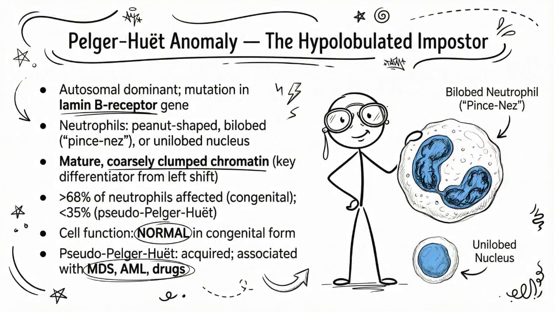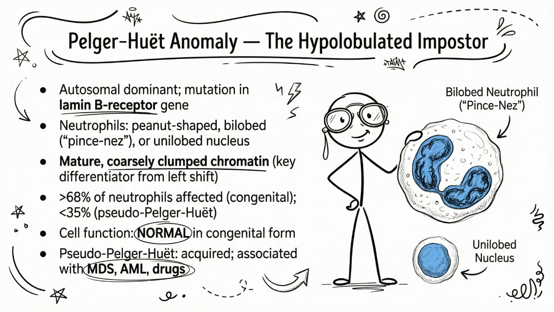Pelger-Hewitt anomaly is the most clinically important of the inherited anomalies because it is so frequently mistaken for a left shift. The mutation is in the lamin B receptor gene, which affects nuclear shape changes during maturation. The result is neutrophils with hypolobulated nuclei. They look like myelocytes or metamyelocytes, but with mature, coarsely clumped chromatin. The classic form is the bilobed pince-nez or spectacle-shaped nucleus. You can also see unilobed, homozygous, or peanut-shaped forms. In the congenital form, more than 68% of neutrophils are affected, and cell function is completely normal. These patients are clinically healthy.